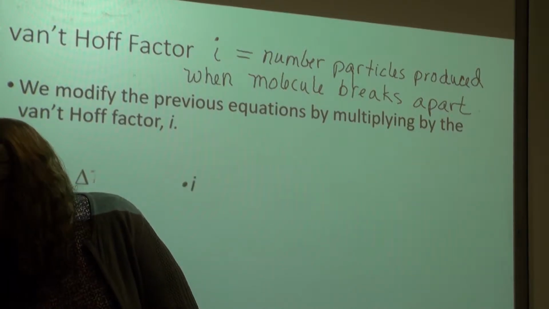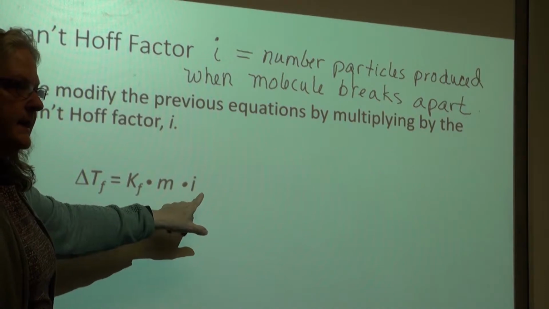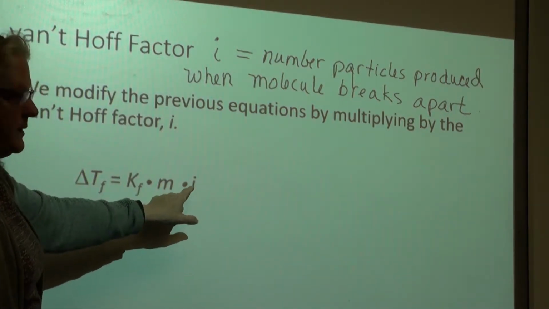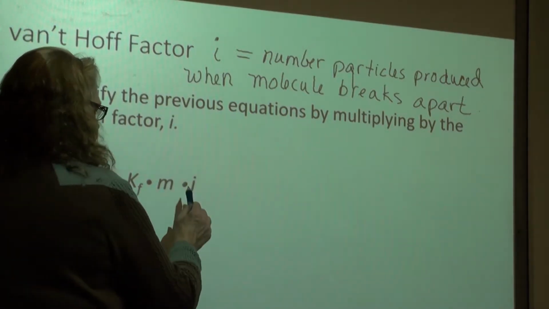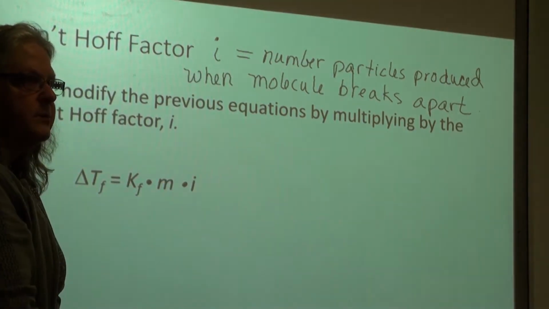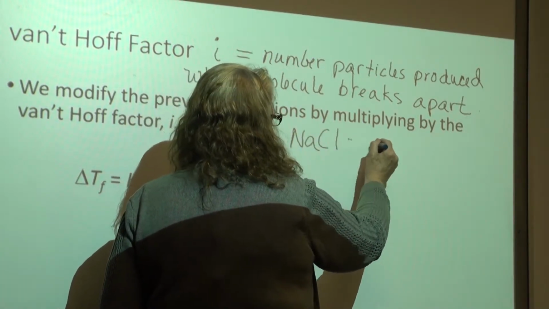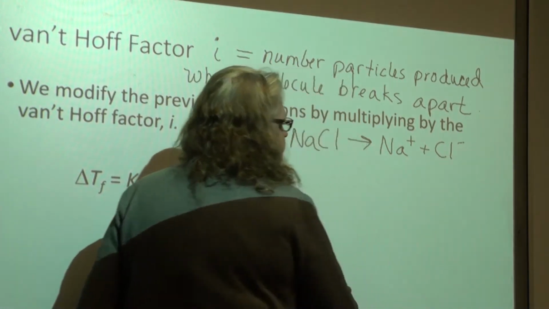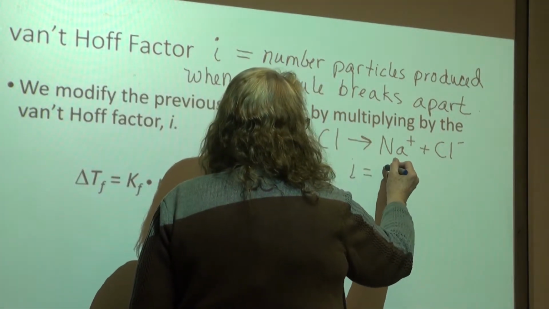So we kind of stick it in the equation here, all right? Instead of just having the change in the freezing point is equal to Kf times m, we stick this Van Hoff factor in there, all right? Basically I have to figure this out based on looking at how the stuff is going to break apart. So what's the Van Hoff factor for sodium chloride? What would i be? 2, right? So i equals 2.